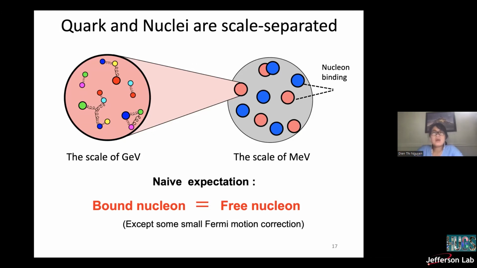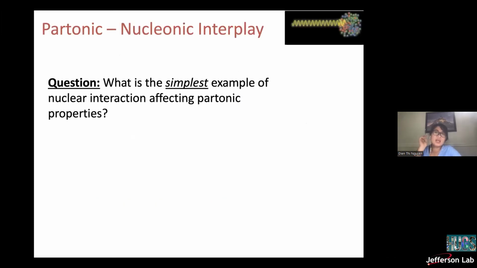But now let's take a look at one question, and I would like you to think about this a little bit. What is the simplest example of nuclear interaction affecting the partonic property? Give each other one minute and think about that. What example do you think is the simplest example in nature showing that when a nucleon is inside a nucleus, it changes behavior? Anyone have an idea about it?